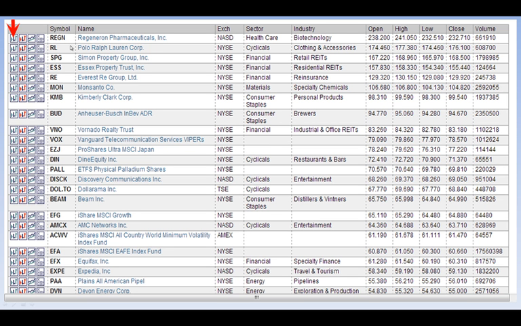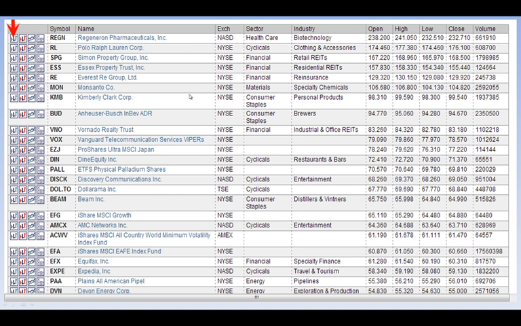Now, once you're here, you can see that this scan generated REGN, RL, SPG, ESS, RE. What I sort is just the close price. If it's something that's got a decent price, it's probably going to have decent volume. So I sort by close and make sure it's got decent volume. Then you click on this first chart symbol right here, and that chart symbol is going to come up like this.